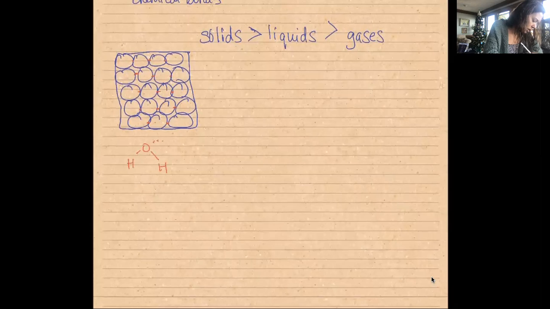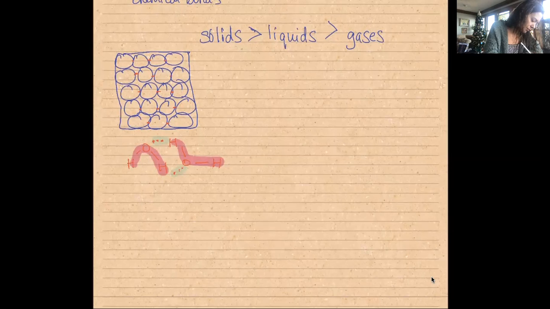For example, if we have HOH attached to another HOH, okay? Their attraction. This here is my molecule. This here is my molecule. This here is my attraction of one molecule to the other, right?